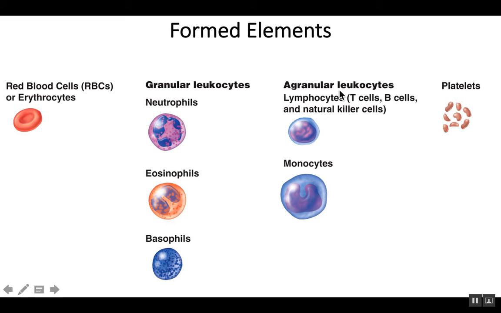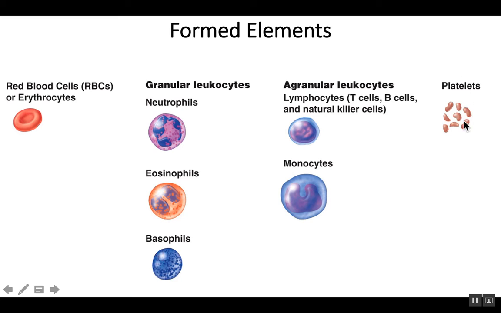The agranular leukocytes include the lymphocytes, which there's a number of different types of lymphocytes, including T lymphocytes or T cells, B lymphocytes or B cells, and natural killer cells. Monocytes are also an agranular leukocyte. You'll notice that each of these have a different color to them. They have different looking nuclei, so these darker stained structures within are the nuclei. They may or may not have granules, and those granules may or may not be stained differently.